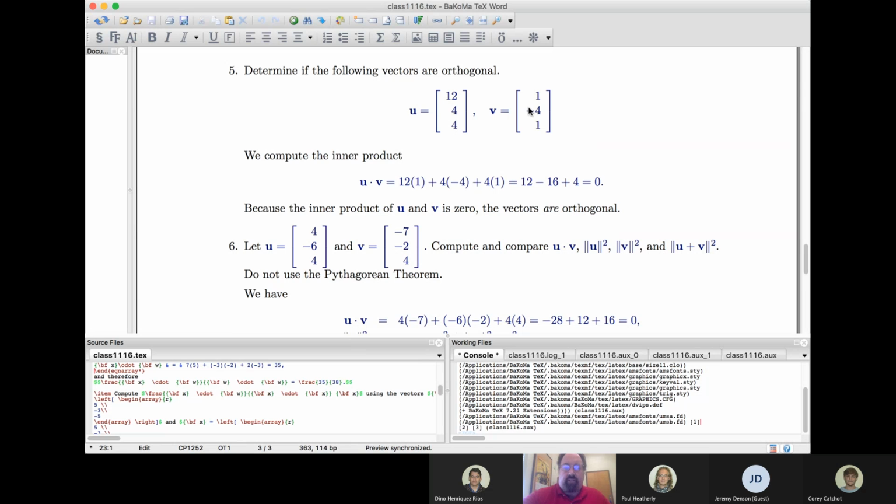Okay, here we're given two vectors and supposed to determine if they are orthogonal. So all we do is take the inner product of them. So we're multiplying corresponding components. So 12 with 1, 4 with minus 4, and then 4 with 1. And once you work everything out, you find that the inner product is 0. So when the inner product is 0, then the vectors are orthogonal. If you were to plot these points in three-dimensional space, with vectors emanating from the origin to the point U and the point V, you would see that, if everything is to scale, vectors U and V are actually perpendicular to one another in free space.